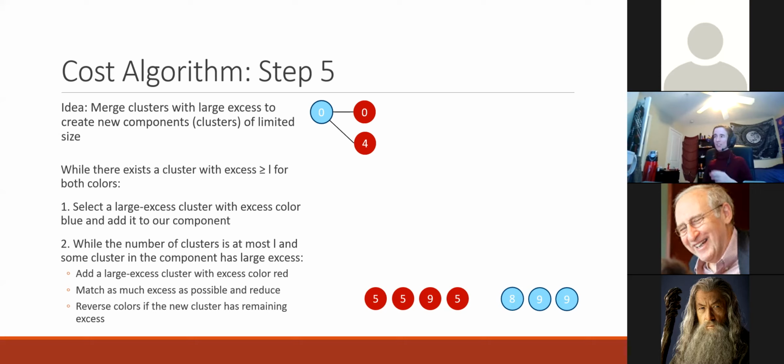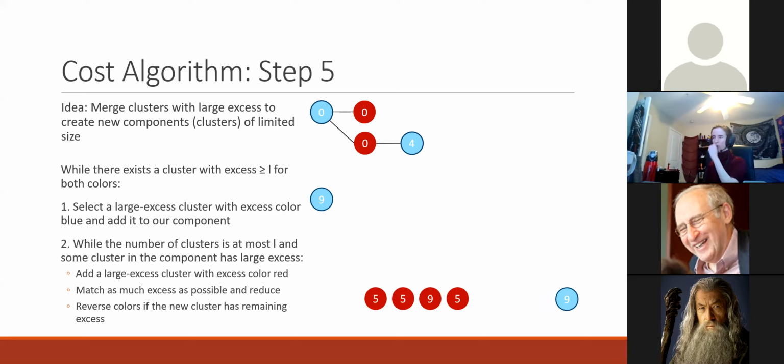Now in the component, the remaining excess is red, so we want to switch the color of the cluster we're adding to the component. So we take a blue cluster and we try to match the excess, and we reduce the amount of excess in each of the clusters. So this creates components that have less excess than they did before. Since this component now has 4 clusters in it, we're going to stop constructing it because we want to limit the size of this component. And we're just going to start afresh with a new component.